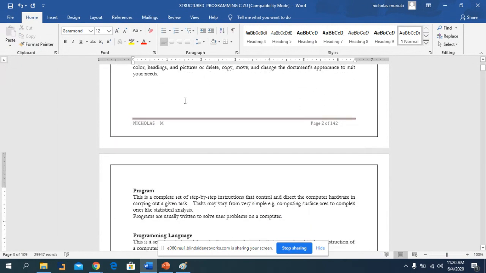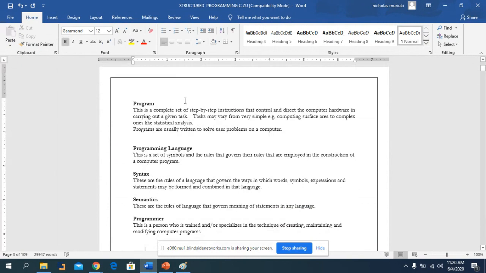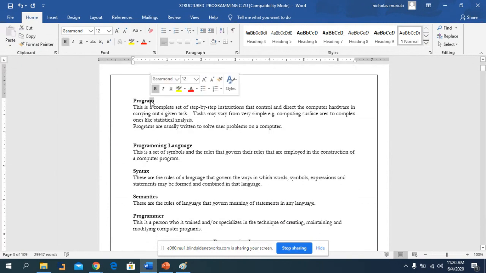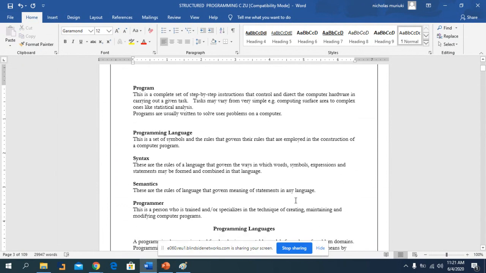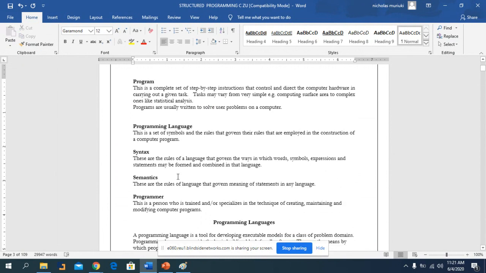So all these are application programs because they assist you to apply some knowledge that you can use to code. I think I have explained this, and I have said a program is a set of instructions that control or instruct a computer on what to do. When you talk about a computer, we are talking about the computer hardware carrying out a given task. Then we have said we have a programming language, a language that can be used to present a certain objective. That's why we are saying it's a set of symbols and rules that are employed in the construction of a computer program.